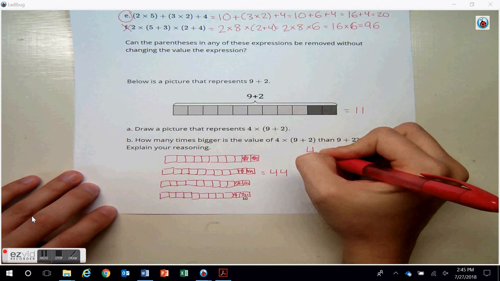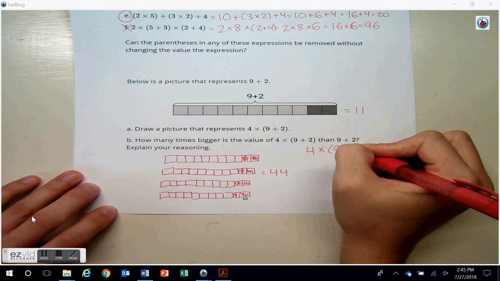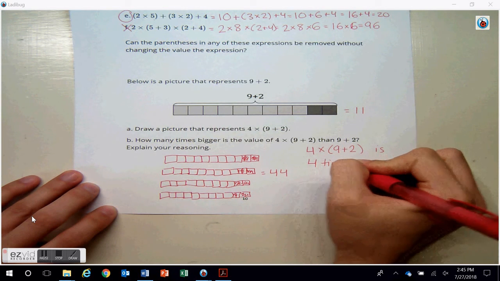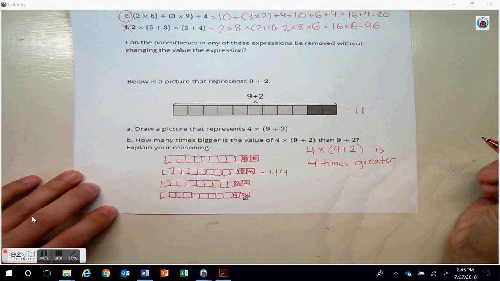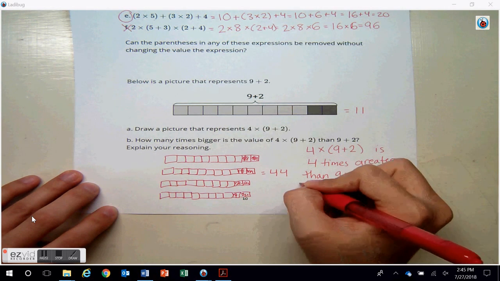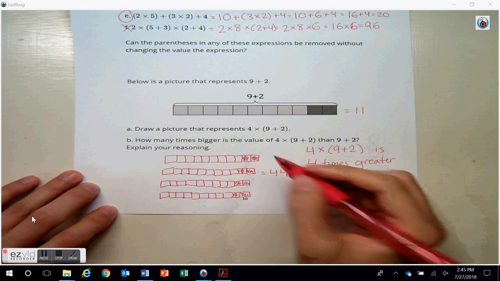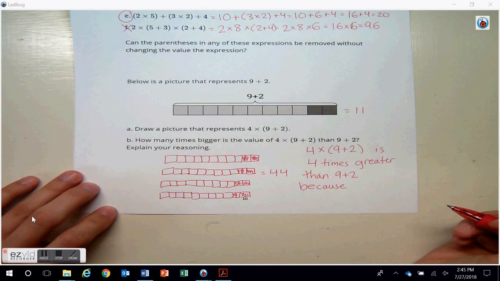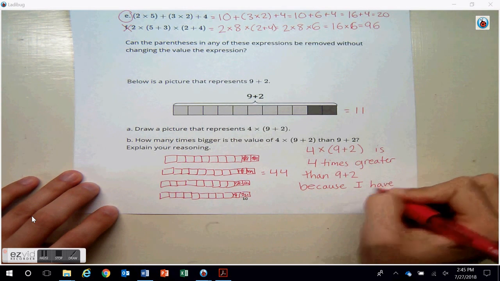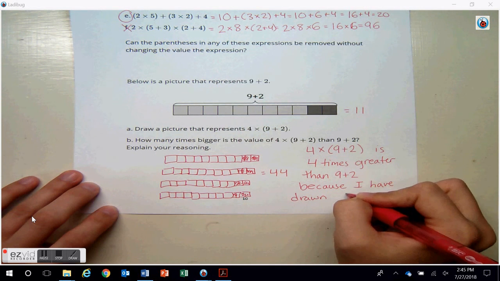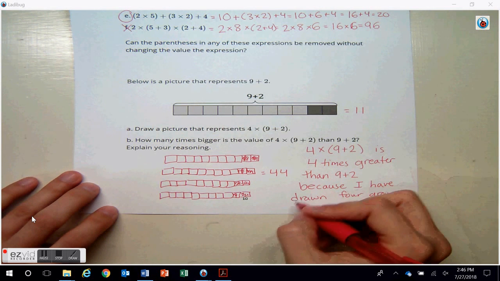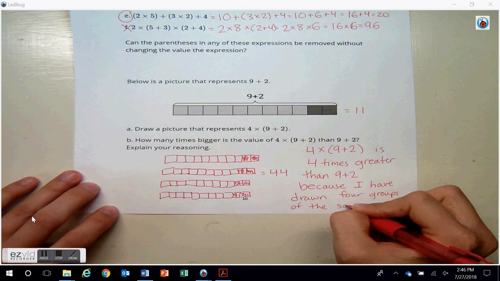So, 4 times the sum of 9 and 2, or the quantity of 9 plus 2, is 4 times greater than 9 plus 2, because it did say explain your reasoning, because I have drawn 4 groups of the same value.